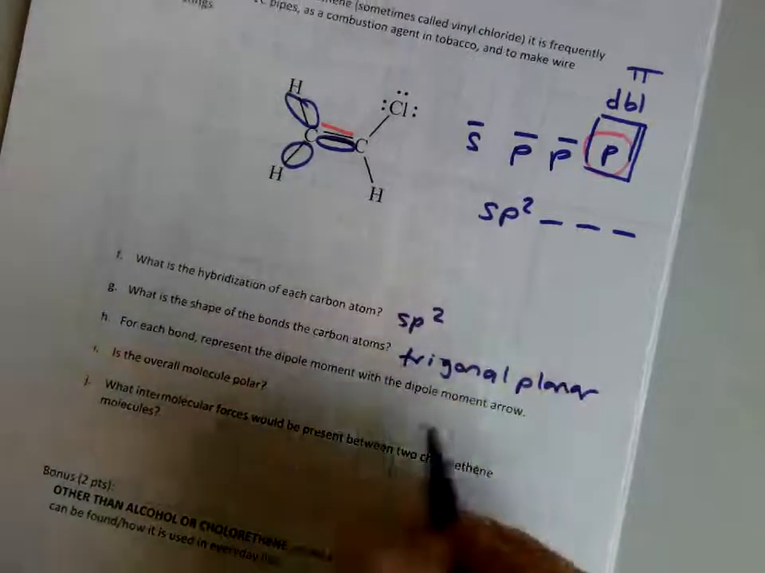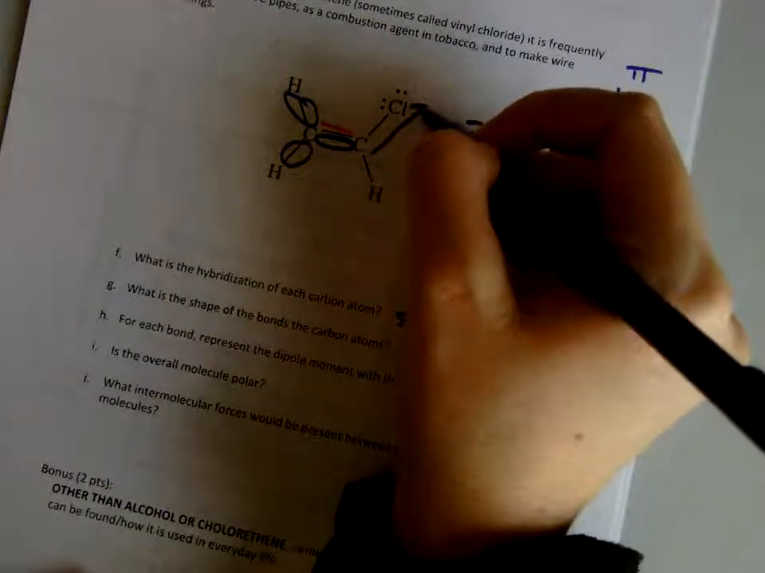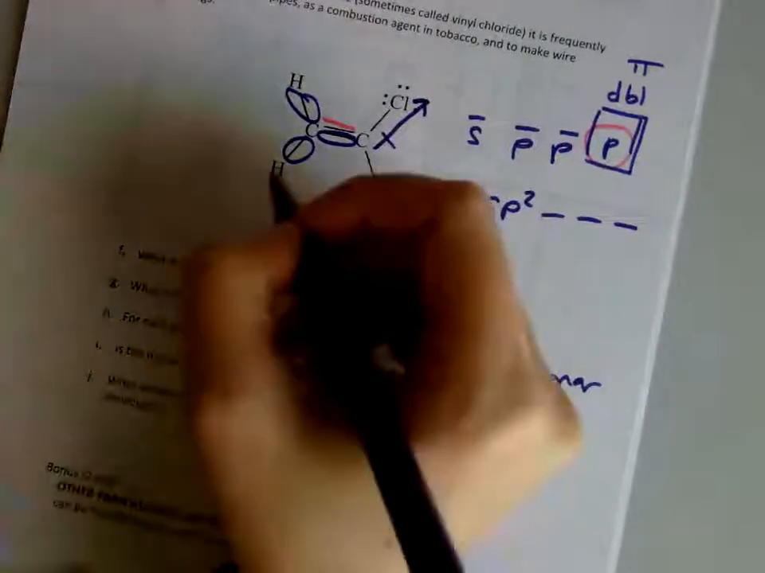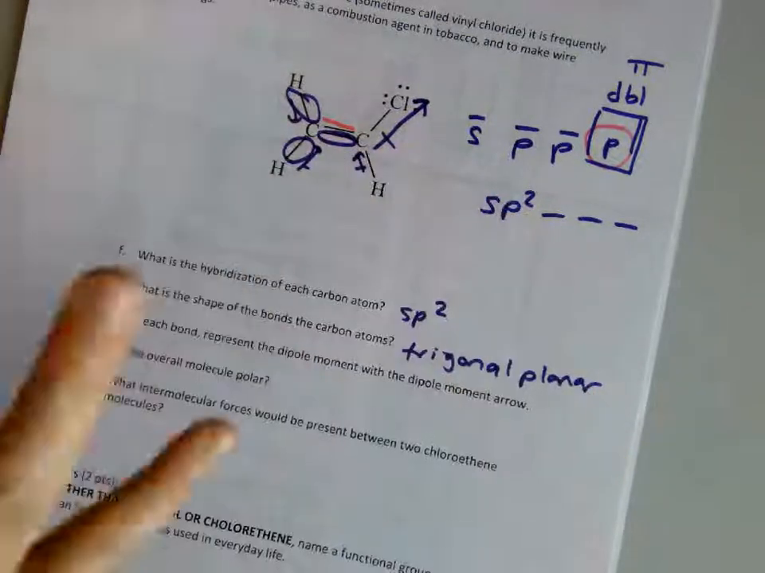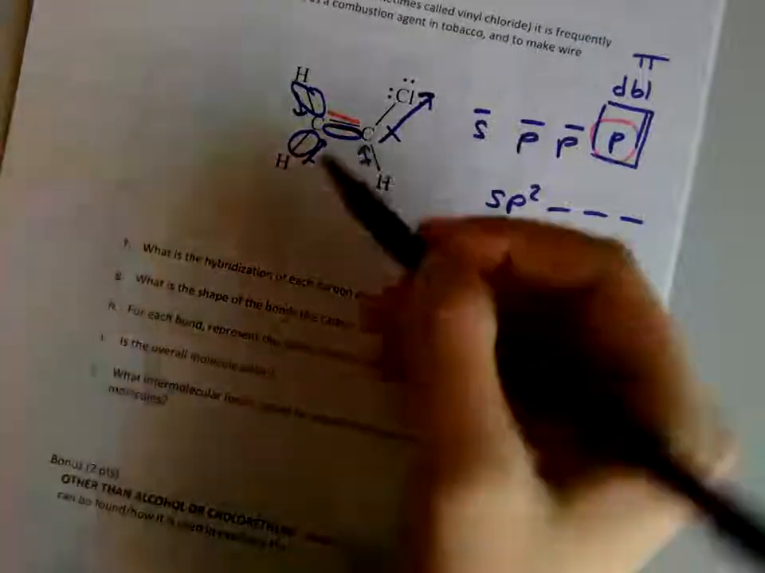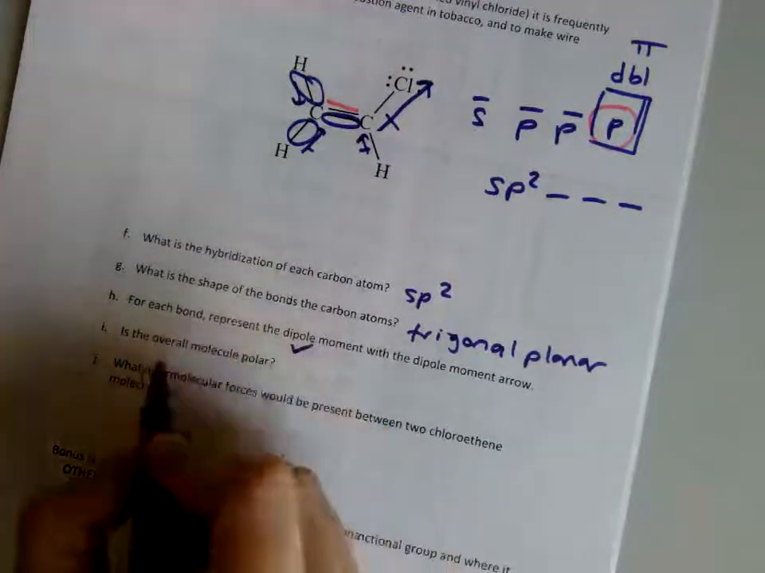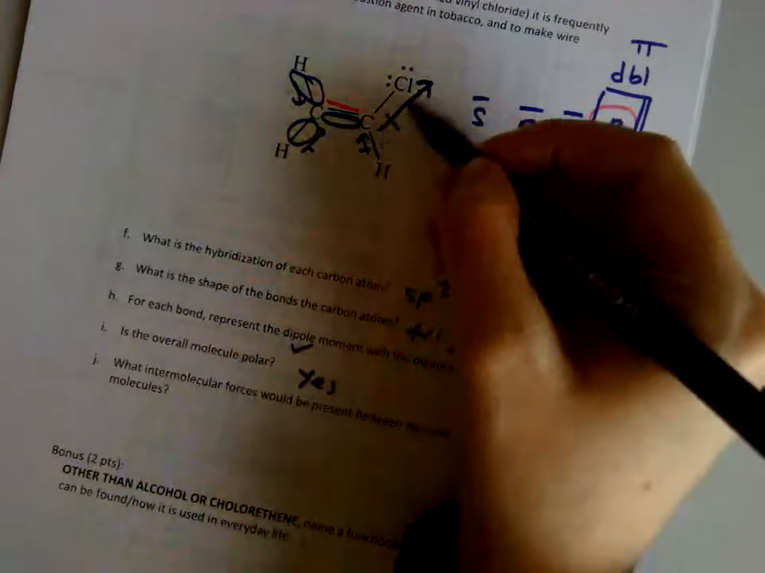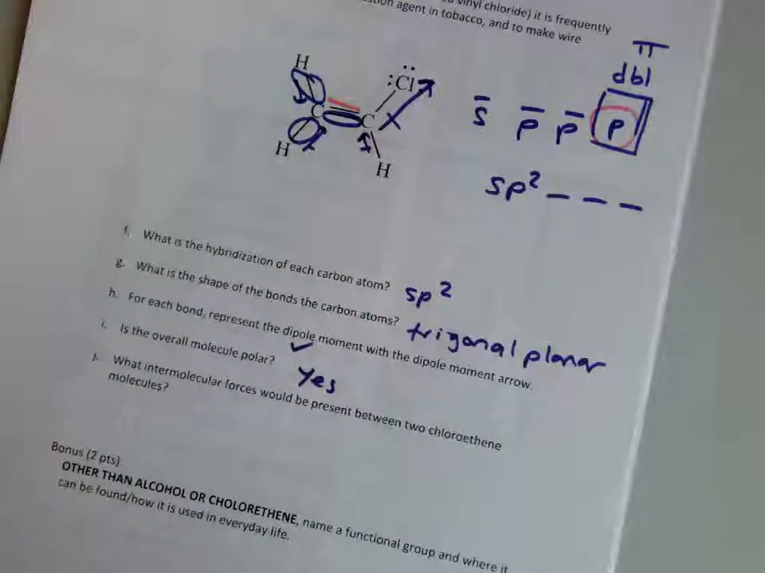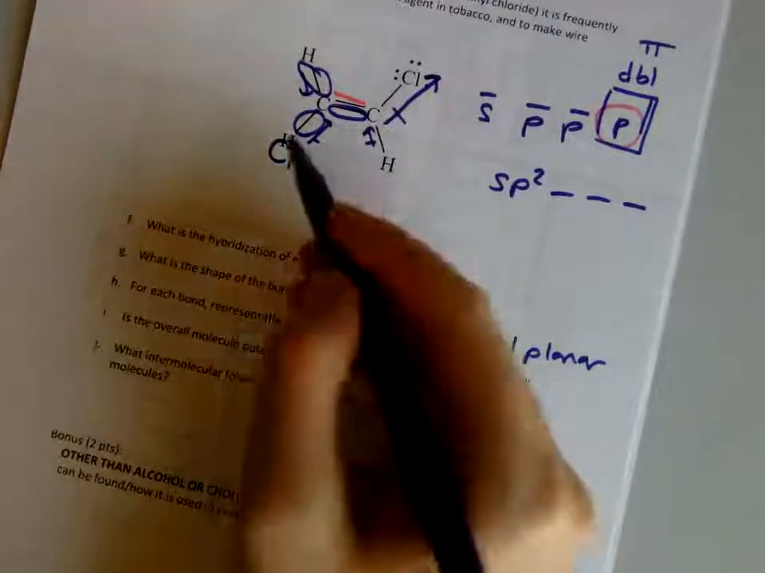For each bond, represent the dipole moment. The biggest dipole moment is here, where this chlorine is pulling atoms towards itself. There is a slight dipole moment on each of these, but it's much smaller. I didn't count off whether you put those, because I mostly cared about this one. And then the overall molecule is polar, because everything is pointing towards this chlorine. If there was a chlorine on this side, it would cancel out, but there's not.